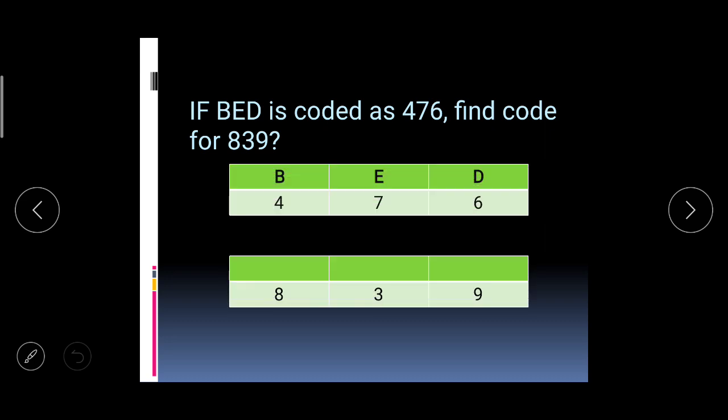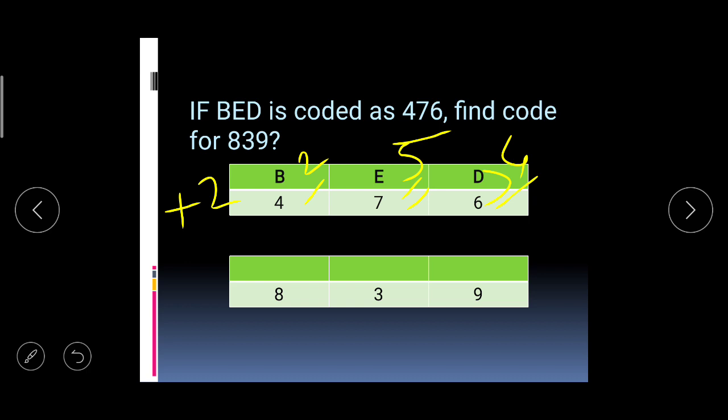Now the bed is coded as 4, E is coded as 7, and G is coded as 6. So let's write down the position. B is 2, E is 5, and D is 4. So do we find any pattern in it? Yes. 2 is 4, 5 is 7, and 4 is 6. That means we are just adding 2 to each of the positions.